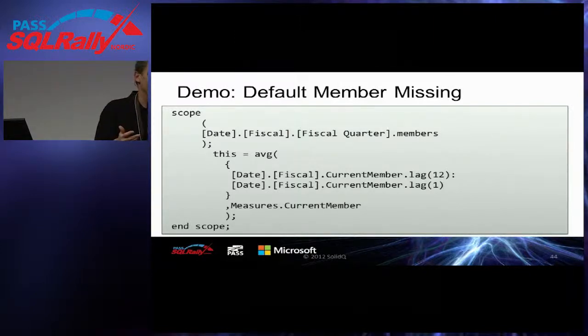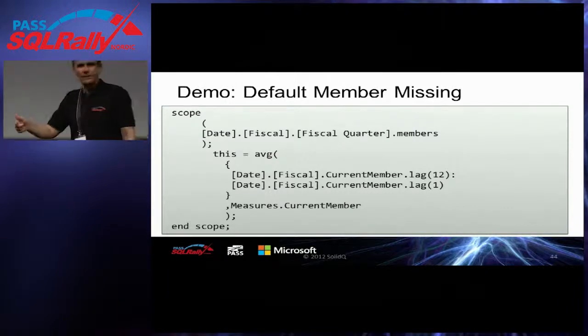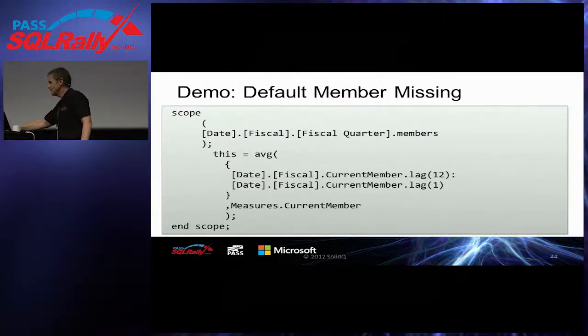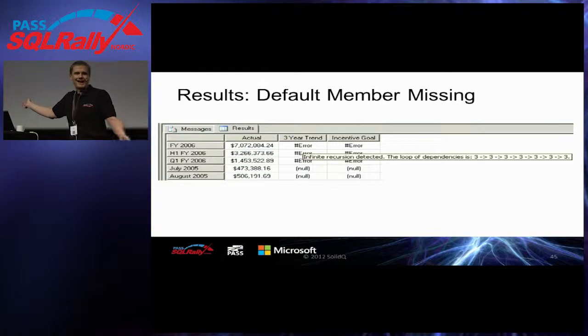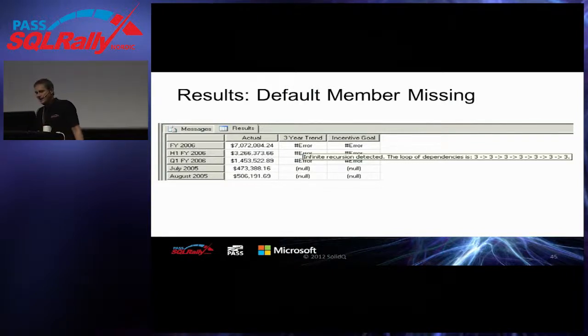It's taking the average, but it's taking the average of the 3-year trend. And there isn't anything for the 3-year trend. It's null, because we haven't assigned it a value. So it tries to call itself and results in infinite recursion error.